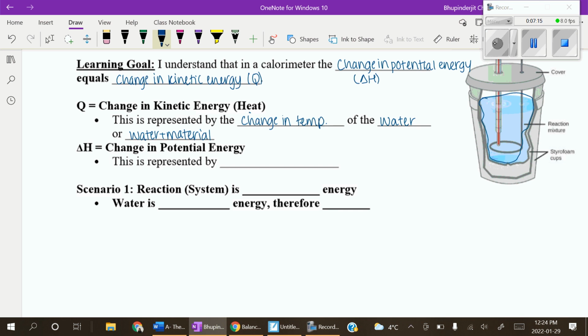Then we have potential energy, which again is represented by delta H. This delta H is called enthalpy. Potential energy is represented by the change in enthalpy. Okay, delta means change, H means enthalpy. And we can only measure the change in enthalpy, the transfer of energy. We cannot measure enthalpy without the change, because the system is changing and it's reacting, and it's a result of how much temperature is gained or lost.